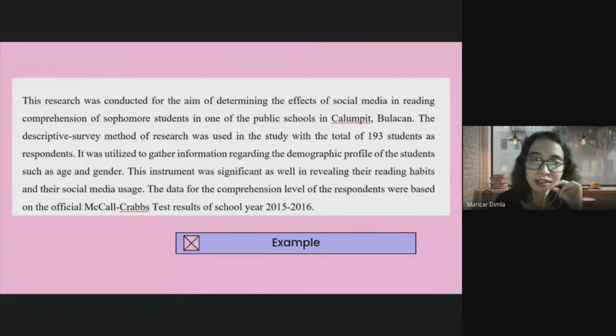So, isa sa mga ginamit is the McCall-Crabbs test. Ma'am, kasi ang hirap bigkasin. Parang tongue twister ba siya?